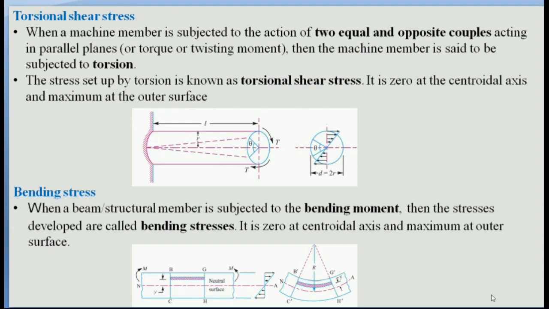Next, bending stress. When a beam or structural member is subjected to lateral forces, it is subjected to bending moment. The stresses developed due to the bending moment are called bending stresses, and the value of bending stress is 0 at the centroidal or neutral axis, and it is maximum at the outermost radius.